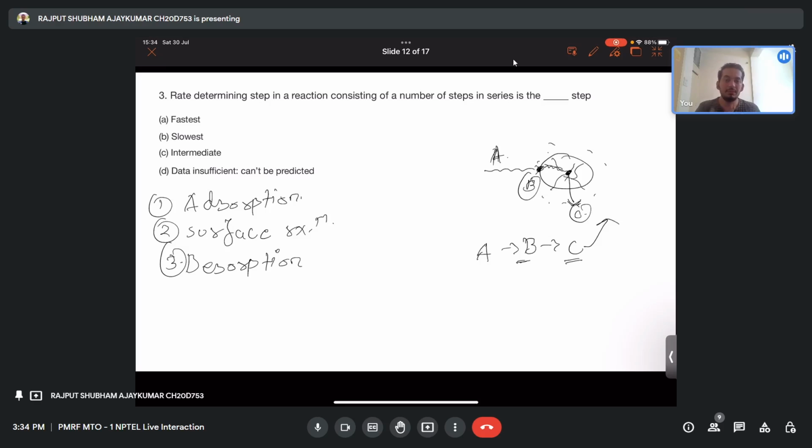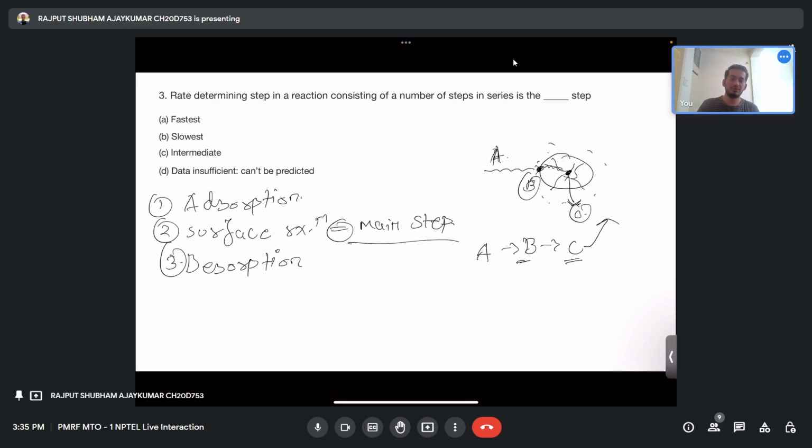So the main step here is the surface reaction. This is the main step, and absorption and desorption happen very fast in some processes. In general, the rate determining step should be the slowest step, that is the surface reaction step. What I was asked is the rate determining step in a reaction consisting of a number of steps in series, like I said, A gives B gives C, and you can also relate some side products, D.